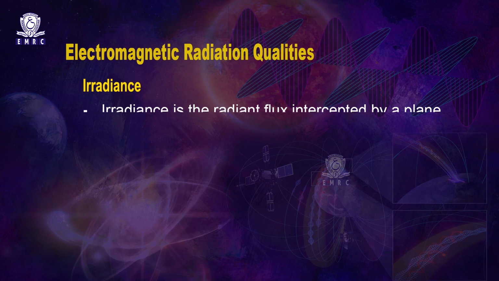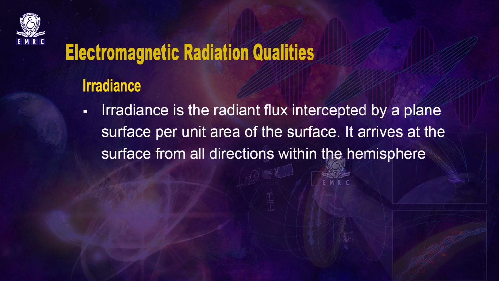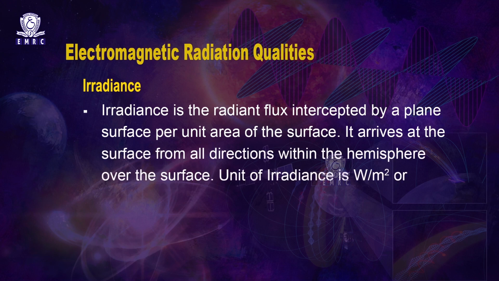Irradiance. Irradiance is the radiant flux intercepted by a plane surface per unit area of the surface. It arrives at the surface from all directions within the hemisphere over the surface. The unit of irradiance is watts per meter square, or W/m².